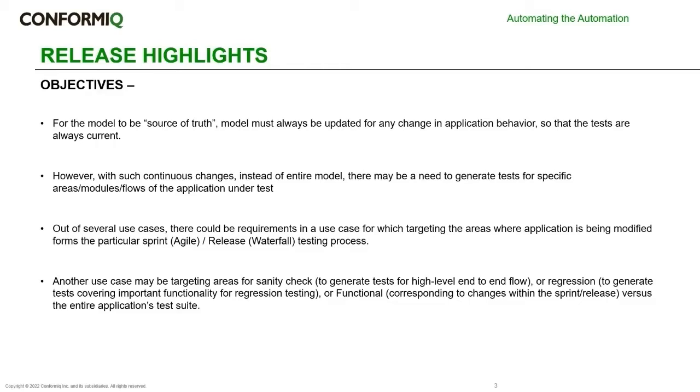Now, out of several such use cases, there could be requirements where we target the areas where the application is being modified, for a particular sprint in terms of the agile testing process, or a particular release in terms of the waterfall testing process. The other use case can be targeting areas for a sanity check, to generate tests for a high-level end-to-end flow, or for regression, where there is a need to generate tests covering important functionality for regression testing, or even for functional testing, where the changes within the sprint or release need to be tested. This becomes the requirement instead of testing the entire application or having test cases generated for the entire application.